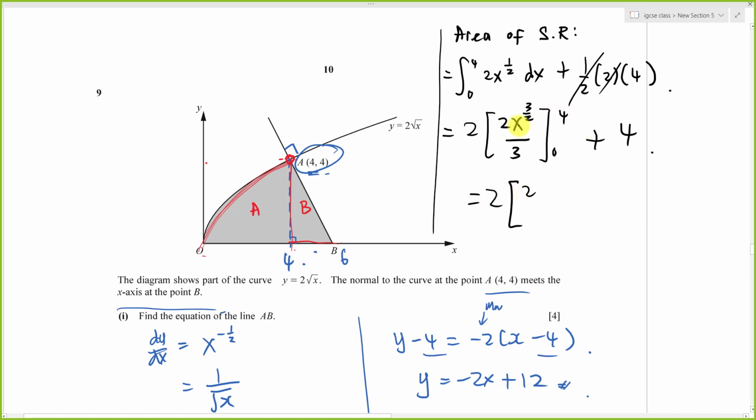I plug in the 4 here. This one will give me square root of 4, this one will give me 8 over 3. I plug in the 0, which is just 0, plus 4. So this one will be 16. 32 over 3 plus 4, which is 12 over 3. So my final answer will be 44 over 3.